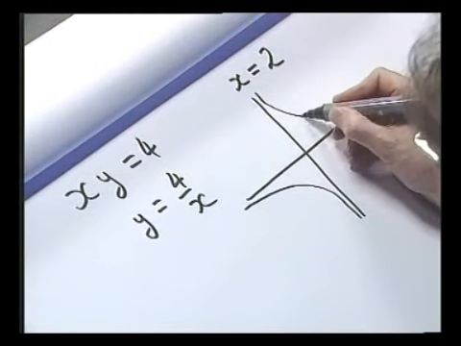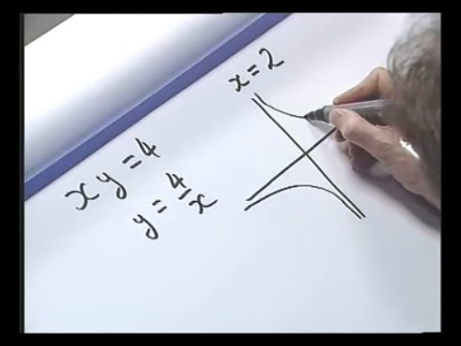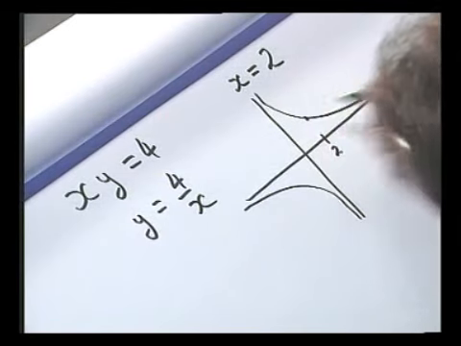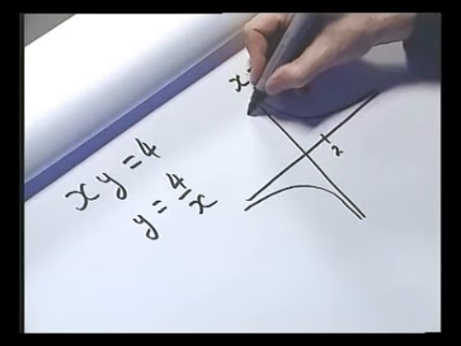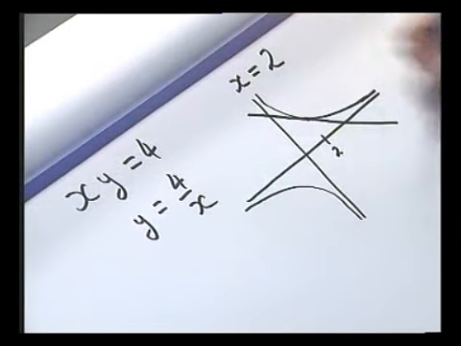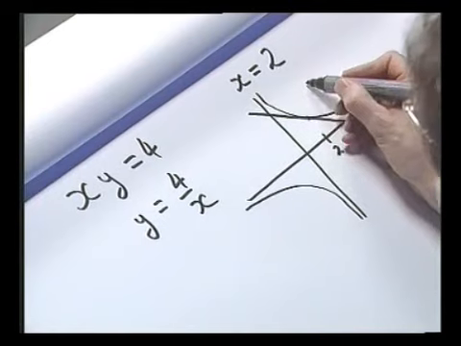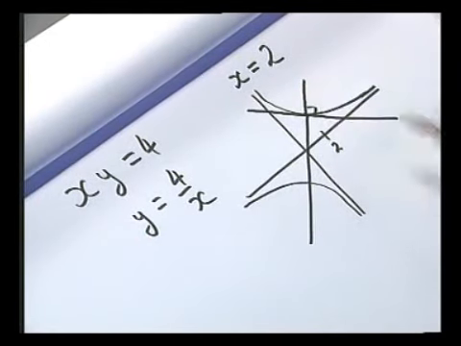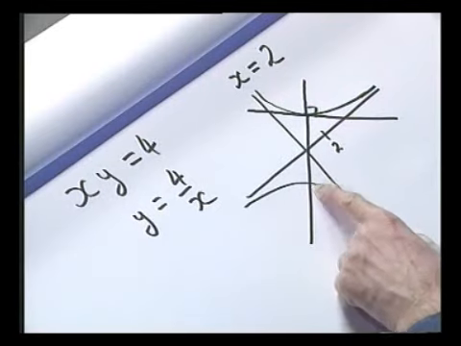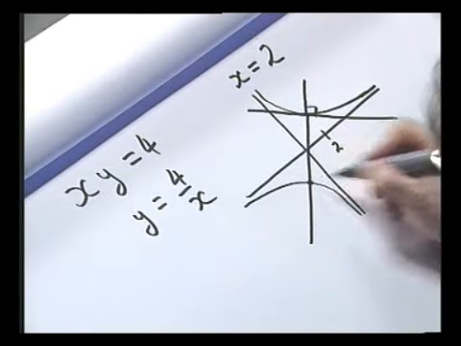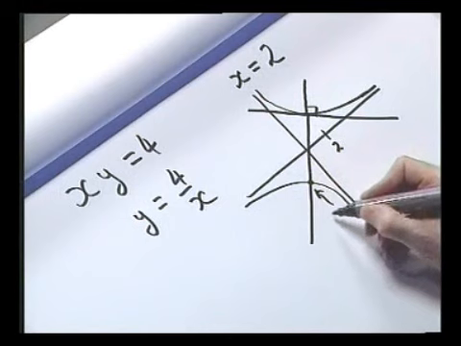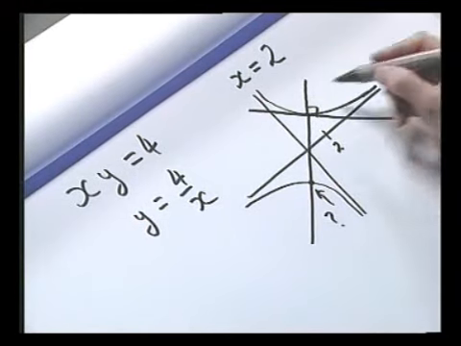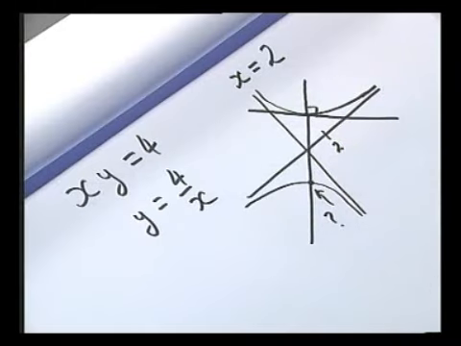Well, here's the point, let's say x equals 2. There's the point on the curve. There is the tangent to the curve, and there's the normal to the curve. And as we can see, this normal goes through there. So the question is, where is that point?